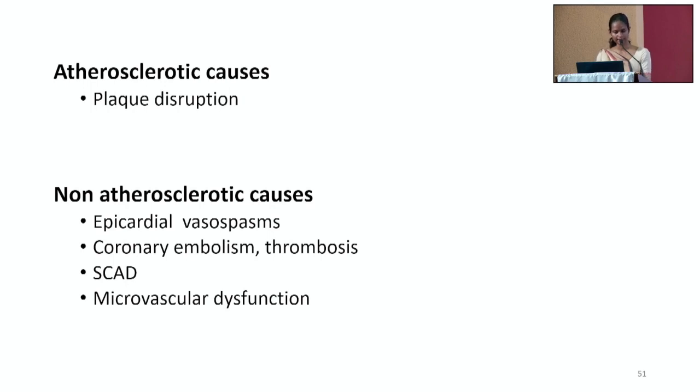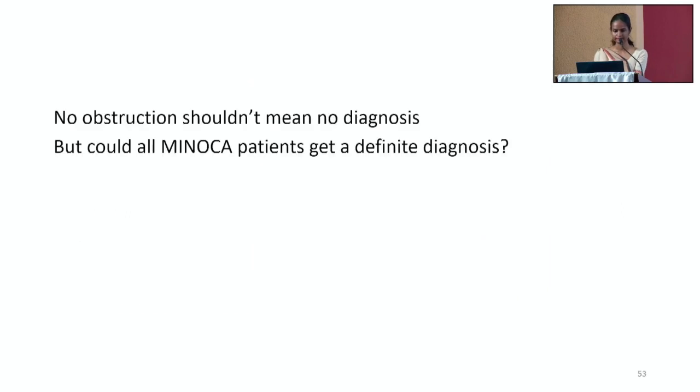And for coronary embolism or thrombosis, we can give anticoagulation. And for spontaneous coronary artery dissection, usually we do not start statin. Usually it has the ability to heal spontaneously. And if it does not, then we can try stenting. And microvascular dysfunction management, I will deal with in the INOCA discussion.